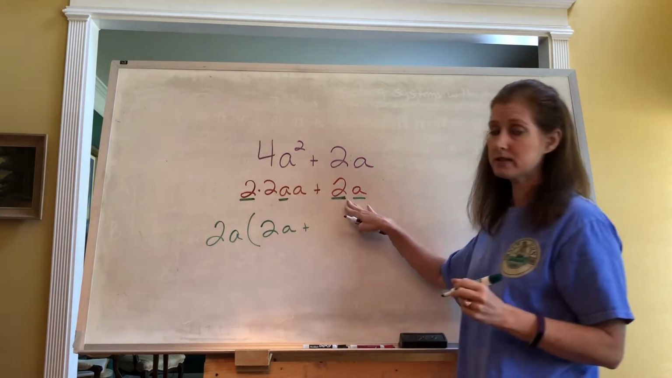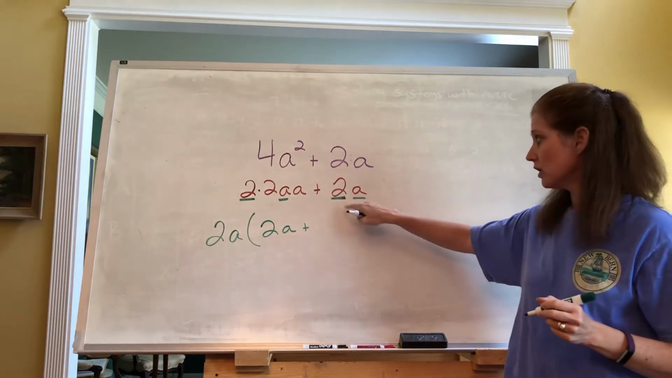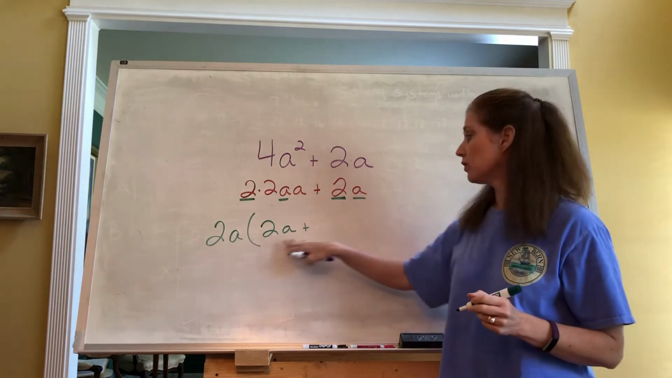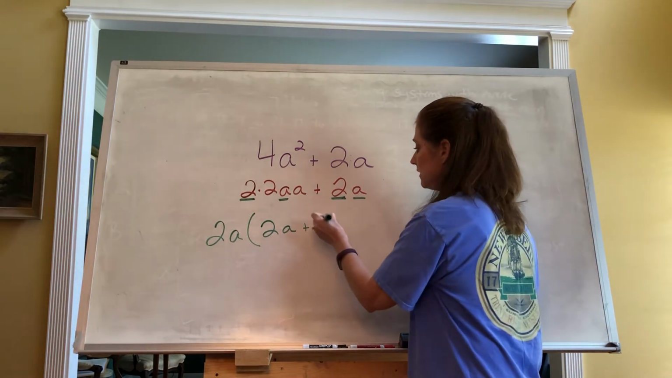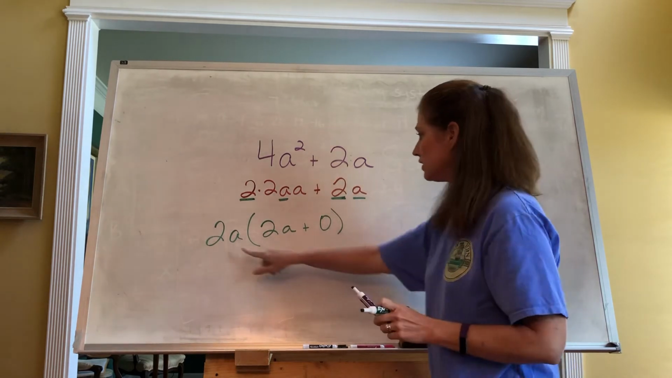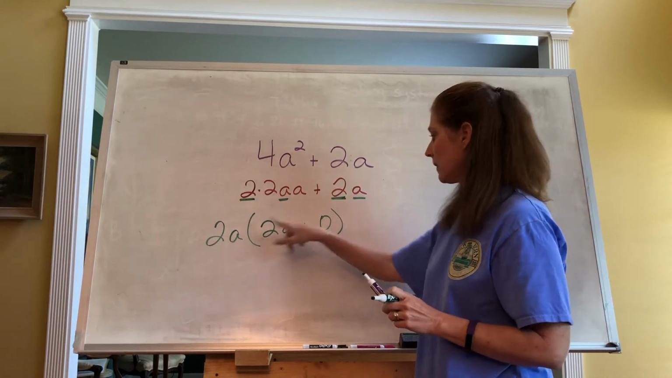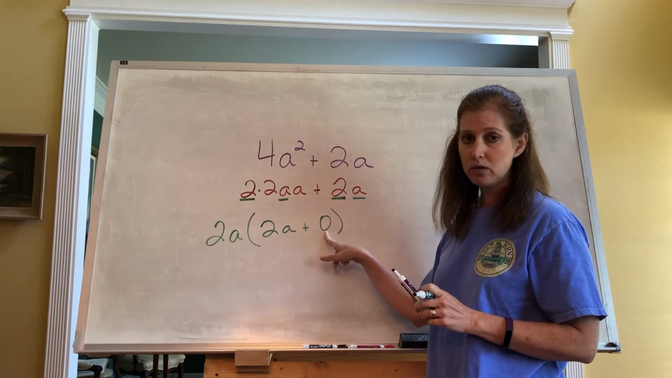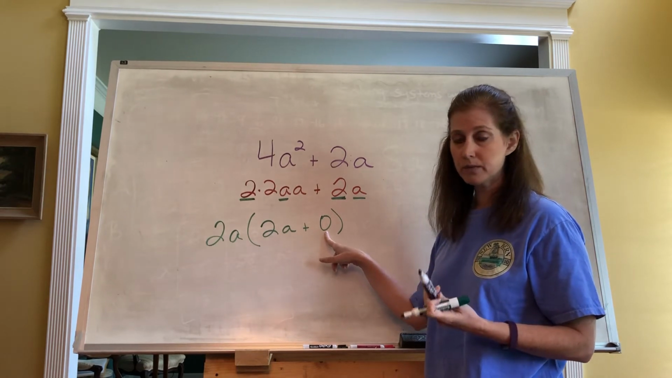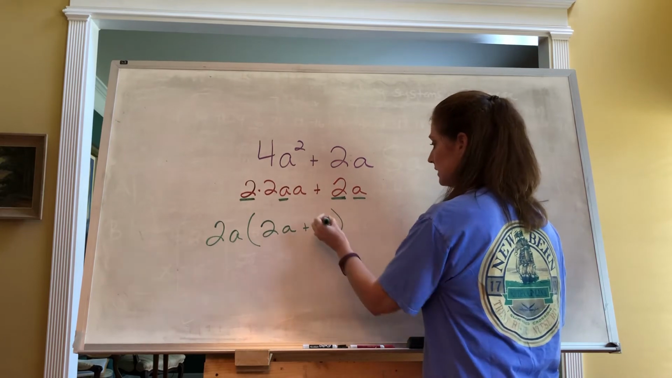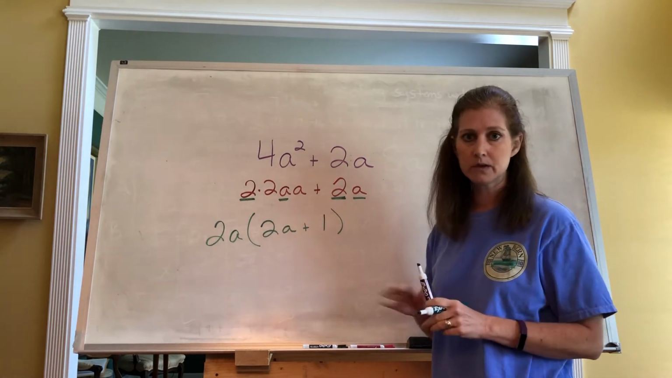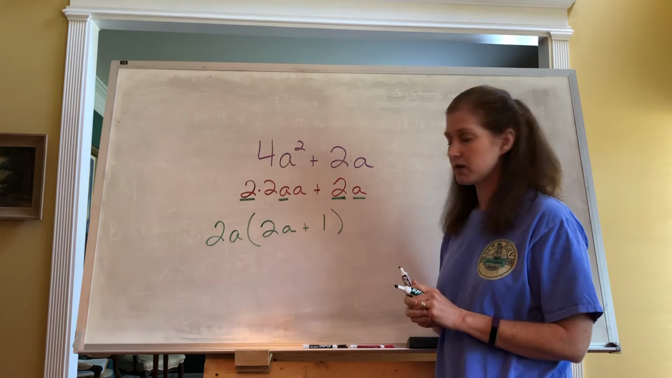All right, now here, don't let it trick you, we've pulled everything out, but we don't have 0 left. Okay, because think about if you went the other way with this and you did 2a times 0, that's going to give you 0. Okay, so it's not 0 that's left, it's 1 that's left. All right, so make sure you get that.